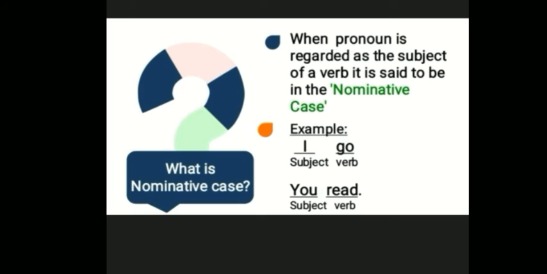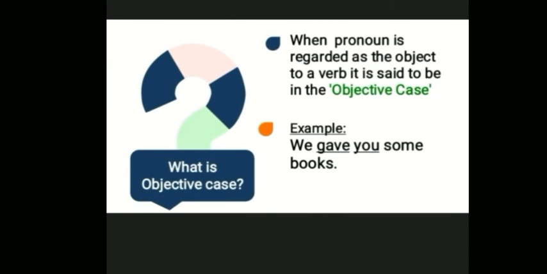When pronoun is regarded as the subject of a verb, it is said to be in the nominative case. In the given example, I go, I is the subject of the verb go. In the next example, you read. You are the subject of the verb read. Okay? The next one is the objective case.